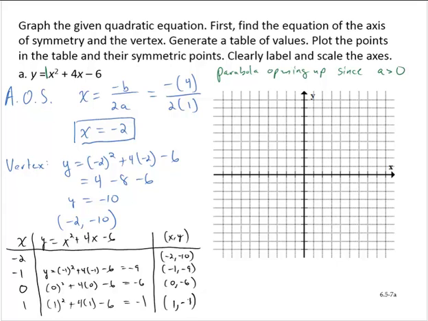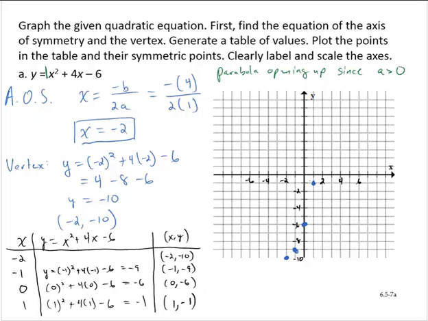So I'm going to plot those points, and remember, the vertex is the lowest point on the curve in this case since the parabola is opening up. So I can use just a standard scale. Each mark means 1. Alright, and so I'll plot the points in blue. I have negative 2, negative 10. Negative 1, negative 9, 0, negative 6, and 1, negative 1.